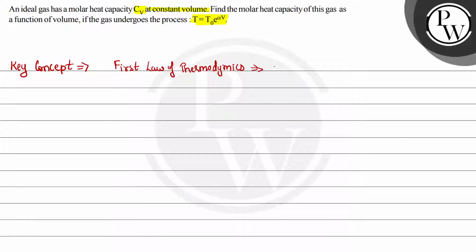And what does the first law of thermodynamics say? dQ is equal to dU plus dW, where dQ is the heat, dU is the internal energy, and dW is the work done. We can write dQ as C dT, the molar heat capacity, and dU is Cv into dT, where Cv is the molar heat capacity at constant volume. And dW is P dV.